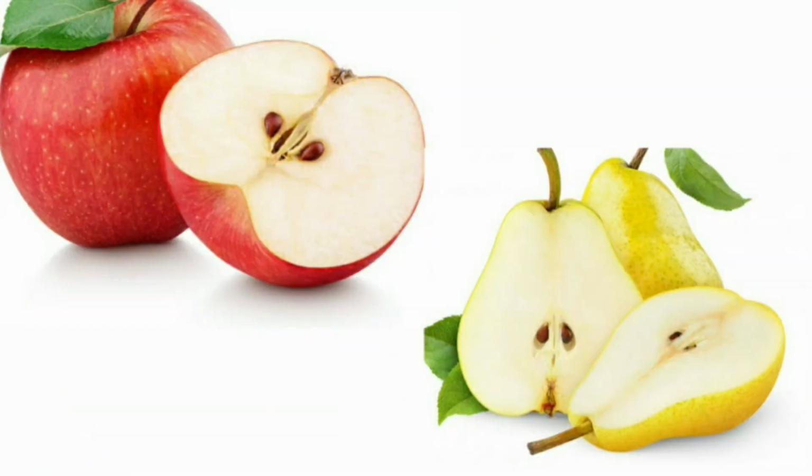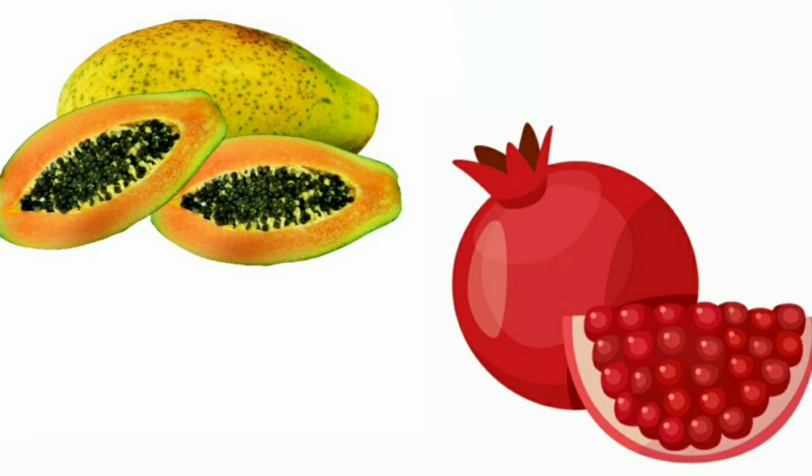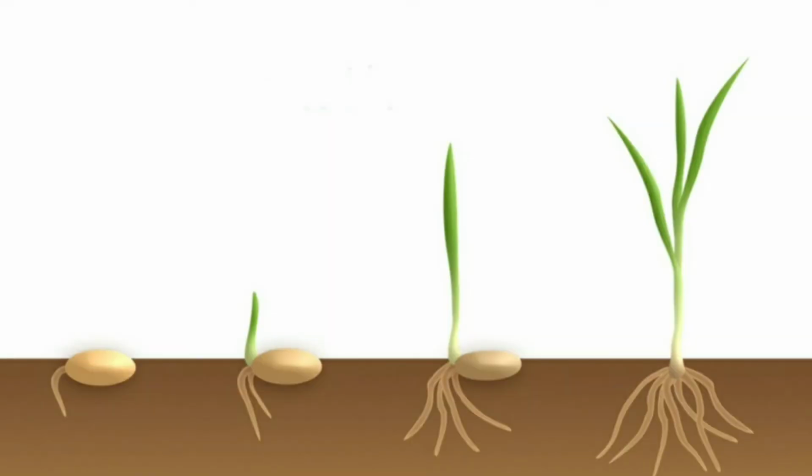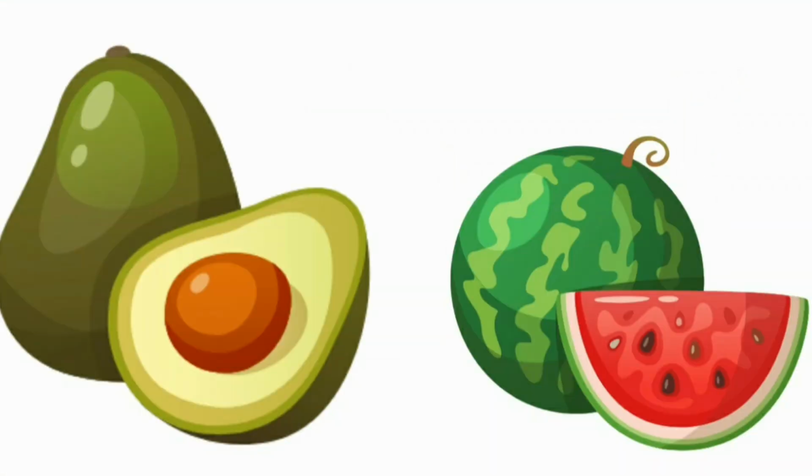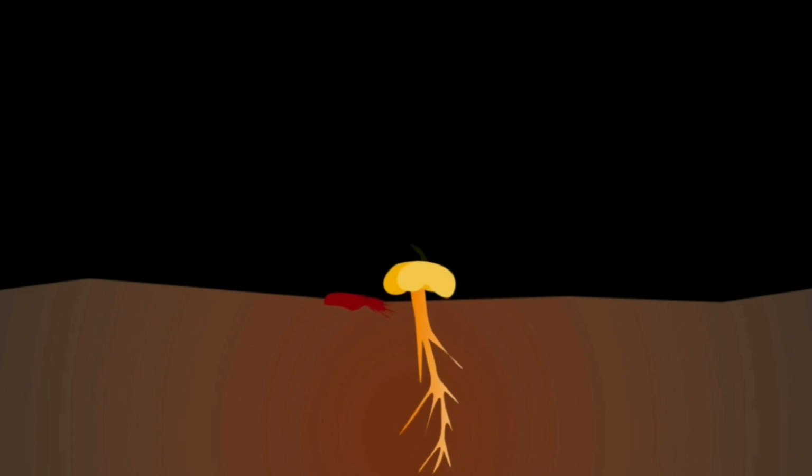Some fruits such as mango and cherry have one seed. Some fruits such as apple and pear have few seeds. Some fruits such as pomegranate and papaya have many seeds. Most new plants grow from seeds. The fruit protects the seed. The seed has a baby plant. When the seed gets enough air, water and sunlight, the baby plant inside it starts to grow.